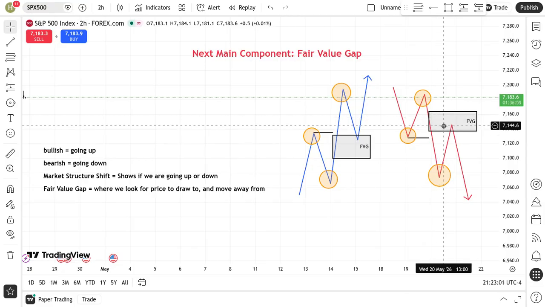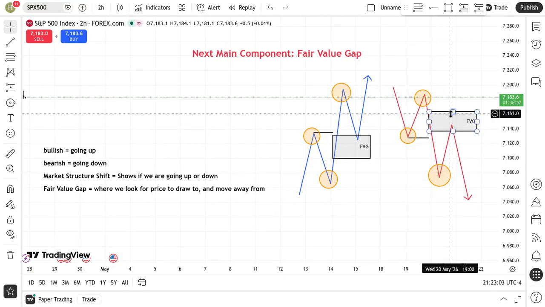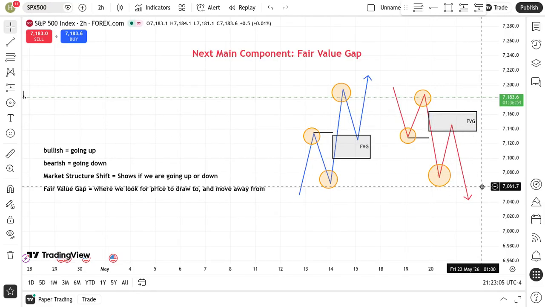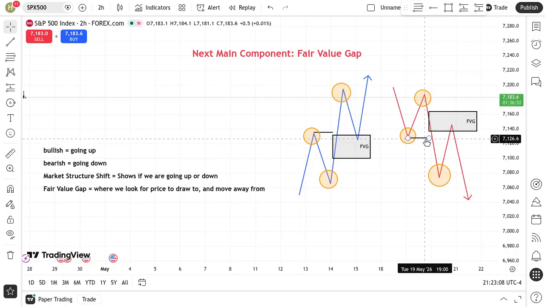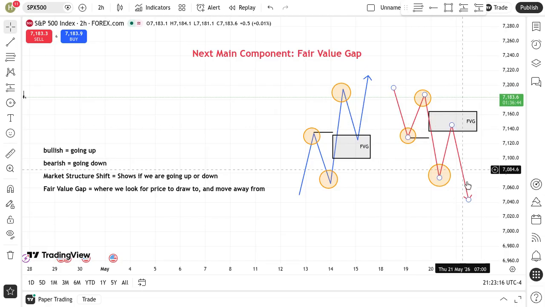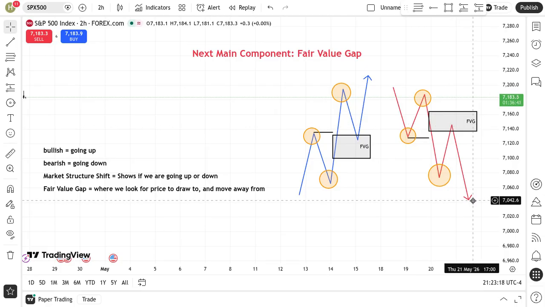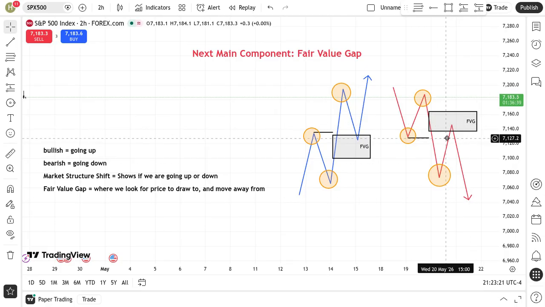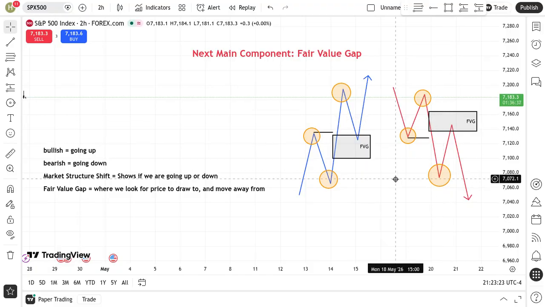Well, remember, a fair value gap is where we're looking for price to draw into and then move away from. So since we are bearish, we're already looking to go down. We use our fair value gaps as an area, a point of interest that we're looking for price to move into, and then continue the direction that the market is showing us, in this case going down. So that is what the fair value gaps are used for.